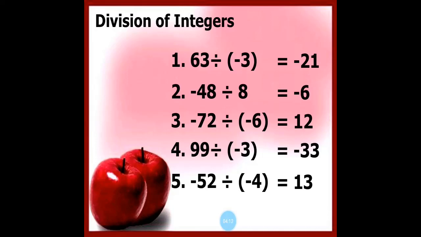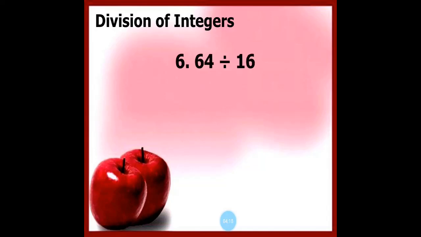Clear? Okay. Next, 64 divided by 16. So this is positive divided by positive. The answer must always be positive 4. Next, negative divided by positive. So the answer must be negative, right? That is negative 85 divided by 5. The answer is negative 17.